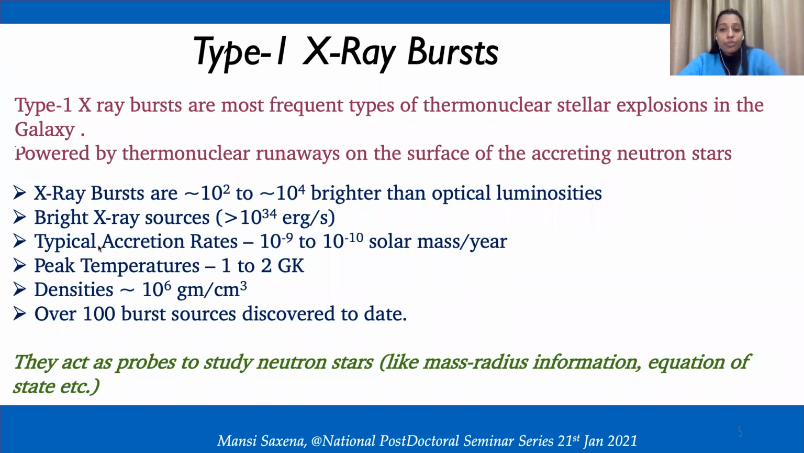Now, the X-ray output from these bursts is a factor of 100 to 1,000 brighter than normal optical luminosities. They can have X-ray output greater than 10^34 ergs per second, with typical accretion rates of 10^-9 to 10^-10 solar mass per year, reaching peak temperatures of about 1 to 2 gigakelvin and densities of about 10^6 gram per centimeter squared. Now, up to date, more than 100 X-ray burst sources have been discovered.